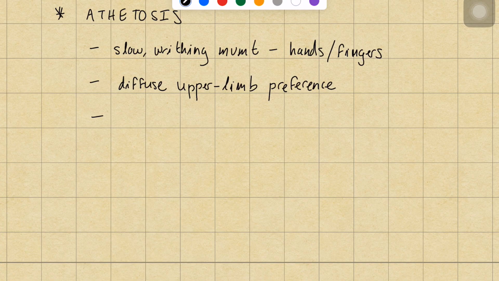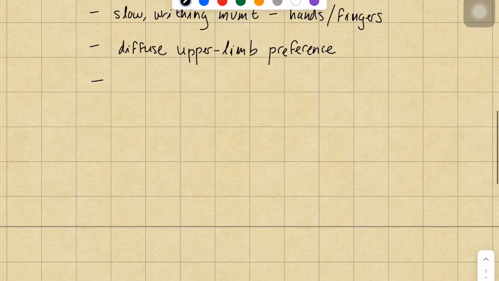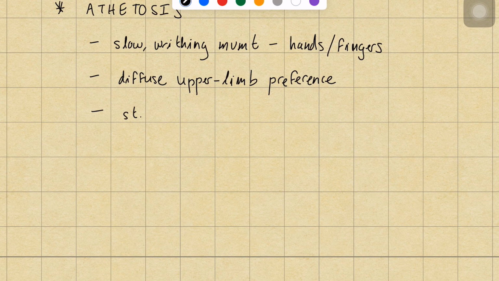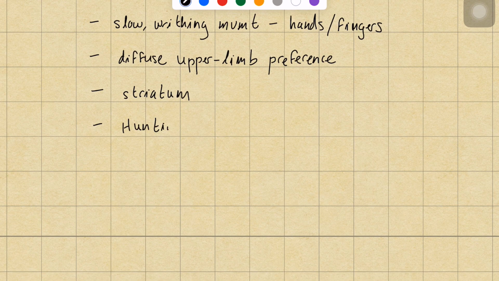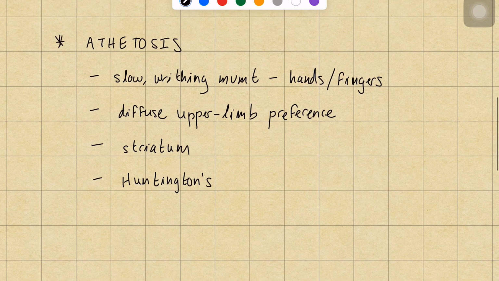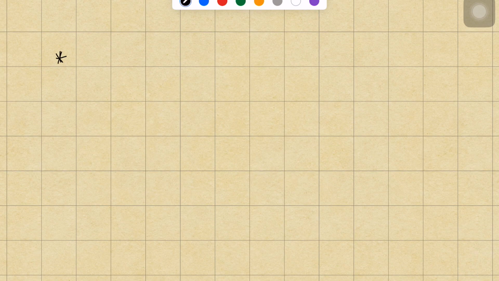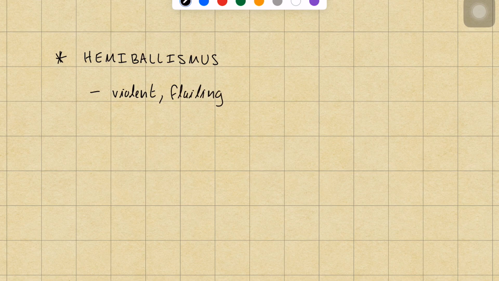And similar to chorea, athetosis is also associated with lesions to the striatum. And so, not surprisingly, the classic disease where you see athetosis is Huntington's. Very classically associated with Huntington's. So the next one that we're going to go over is hemiballismus. Hemiballismus. And so for hemiballismus, what you see is this violent flailing movement. And as it's in the name, hemi means one side.